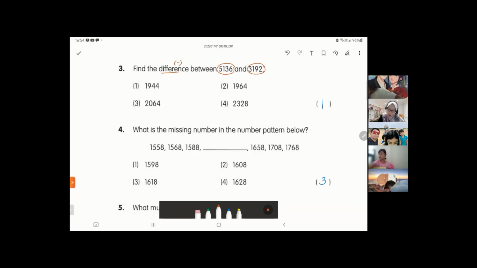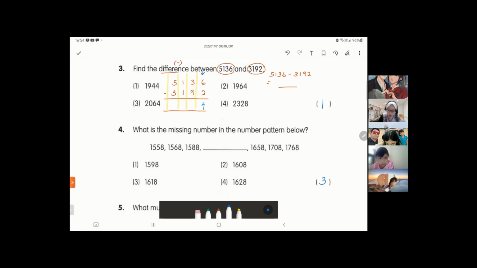Okay, it means that I'm supposed to take 5,136 minus 3,192 equals to what answer? How do I minus? Then I do my working, right? 5,136, 3,192, minus. Start with your ones, please. Start with this. 6 minus 2. If you do not understand yet, you can break up the numbers like that. So 6 minus 2 is 4.